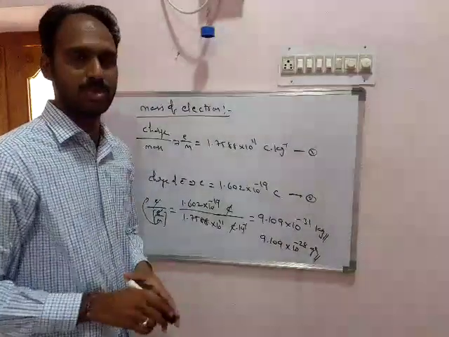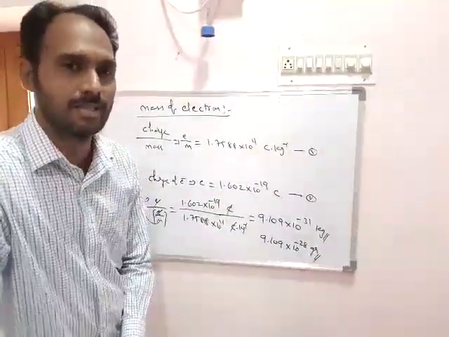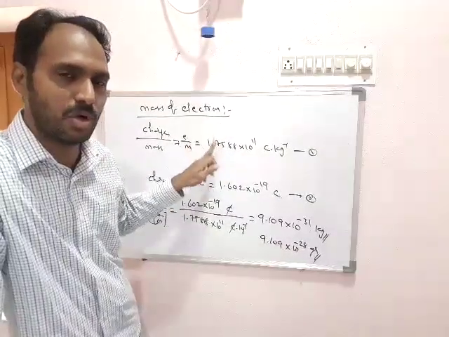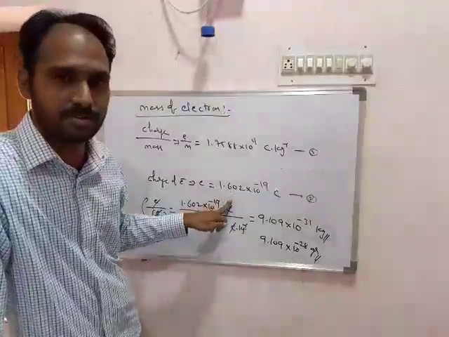So these are today's topics: the charge to mass ratio value of the electron, the charge of the electron, and the mass of the electron.